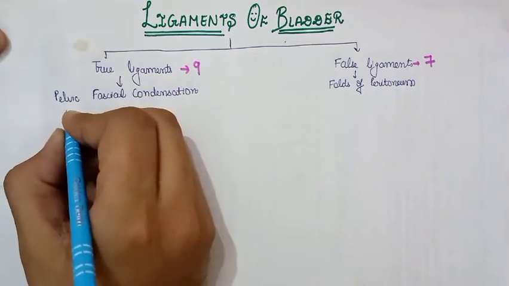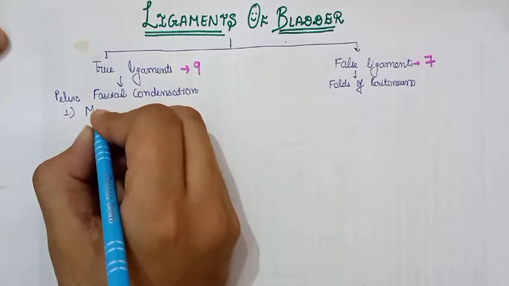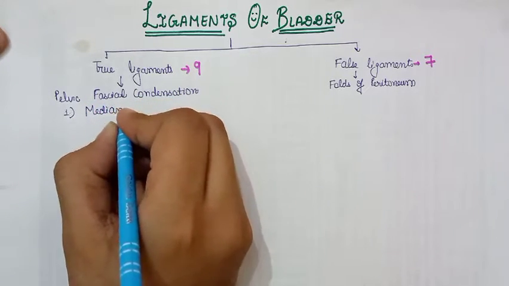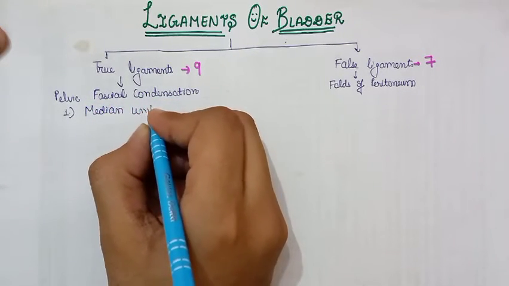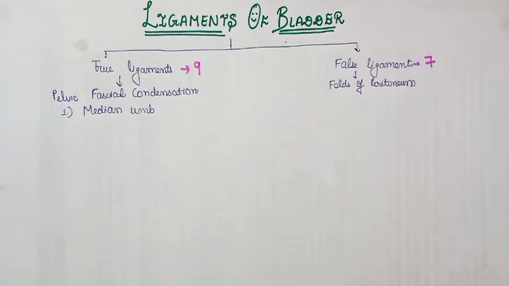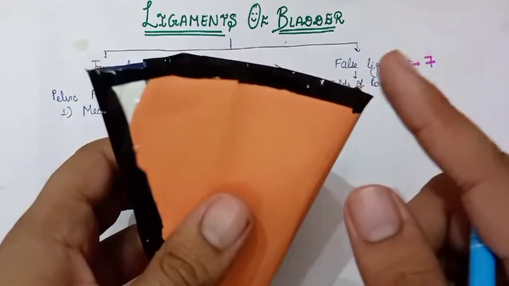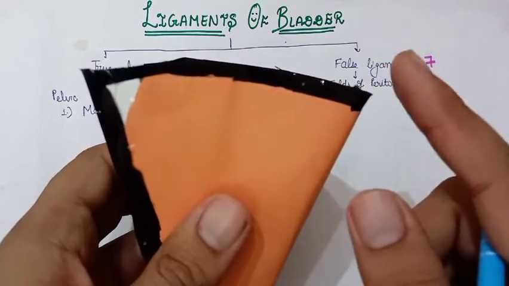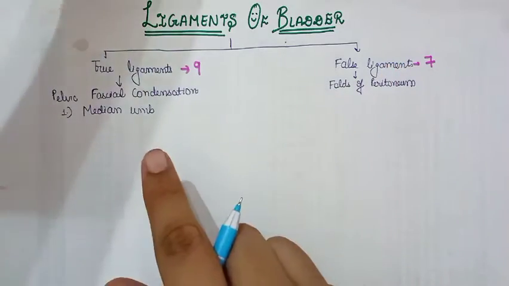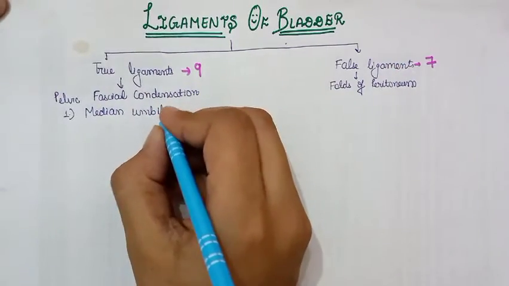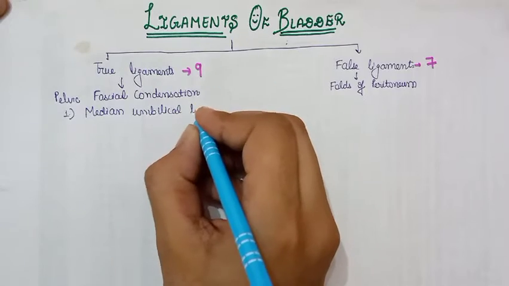The first true ligament is the median umbilical ligament. Yes, the one which was related to the apex. I told you in the first topic on the urinary bladder that the only function of the apex of the urinary bladder, which was this, using this model I explained to you, is that the tip of the apex is attached to a ligament which is called the median umbilical ligament.